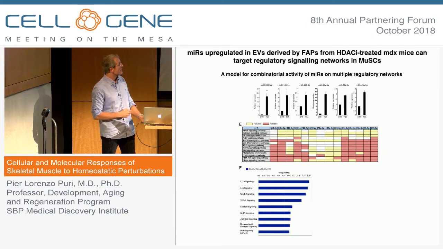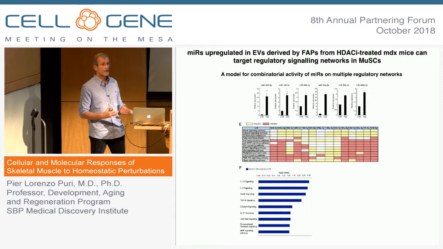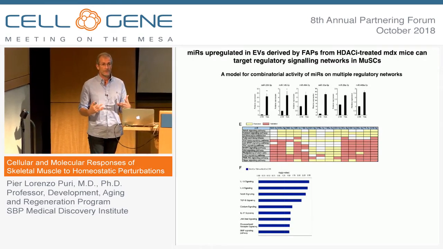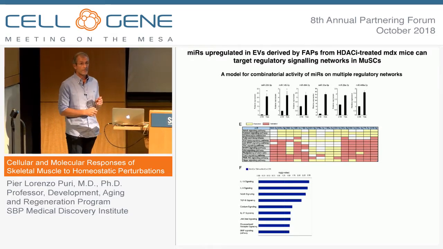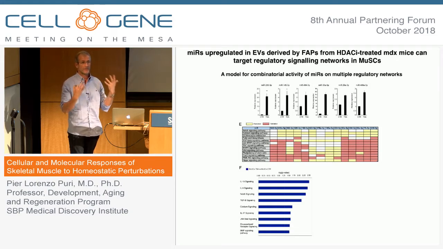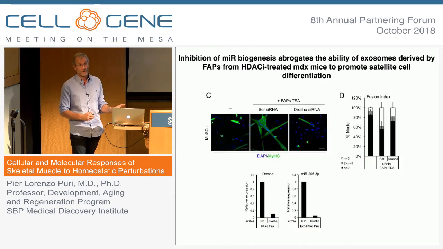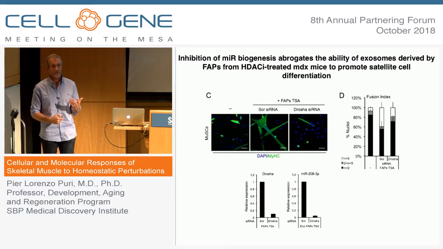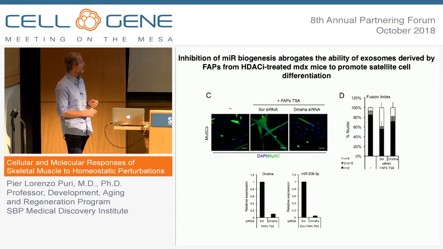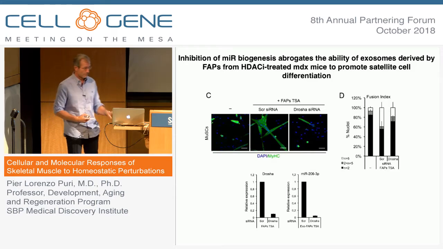So this is really fitting with a model whereby the upregulation of different microRNA that could target different networks could provide a sort of combinatorial activity by which these extracellular vesicles that are being lifted by HDAC inhibitors can exert their beneficial effect. We tested this. What we have done is to abrogate the biogenesis of microRNA by knocking down DROSHA. And as you can see, once the biogenesis of microRNA is inhibited, these extracellular vesicles fail to promote the activation of satellite cells and the formation of myotubes.